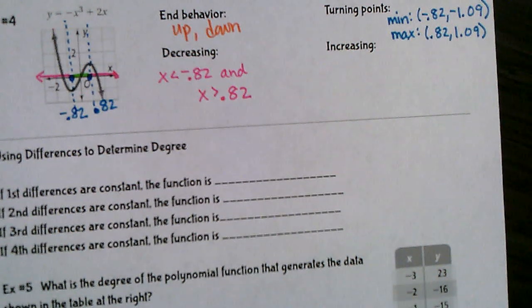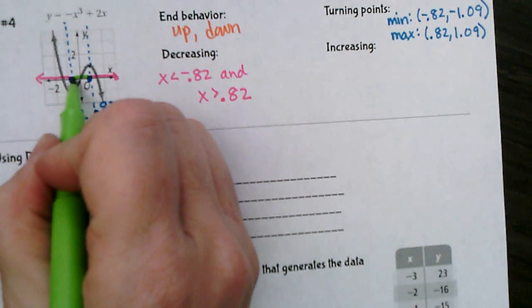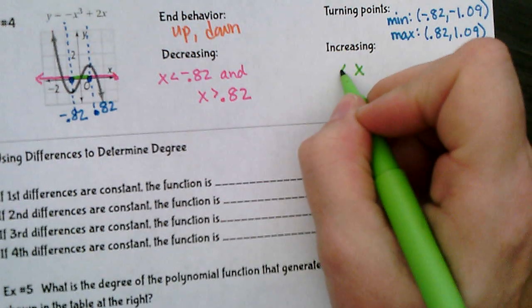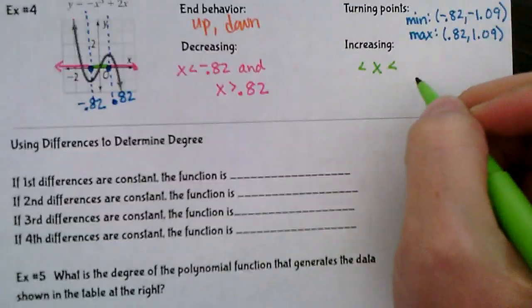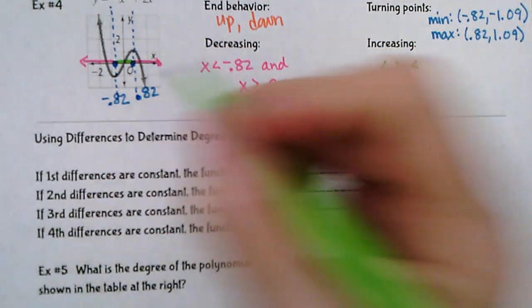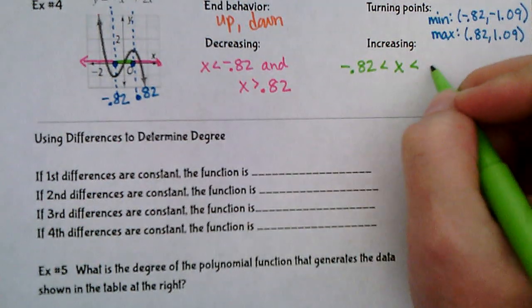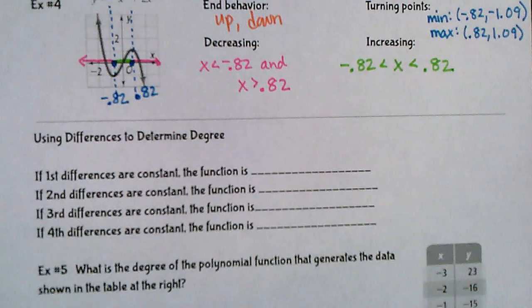And then where's our function increasing? It's trapped in between two numbers. So we do x trapped between two numbers. The small number is negative 0.82. The big number is positive 0.82.